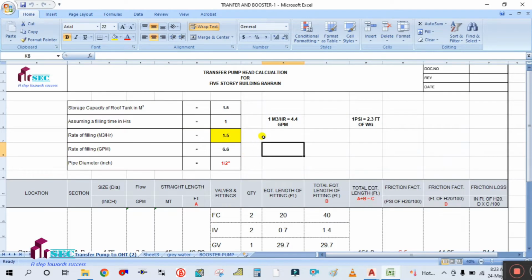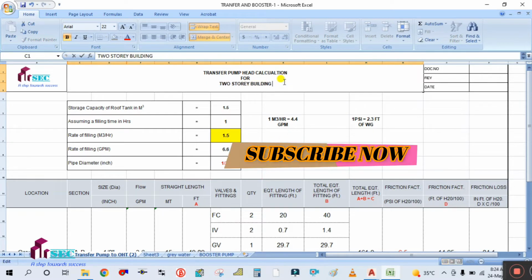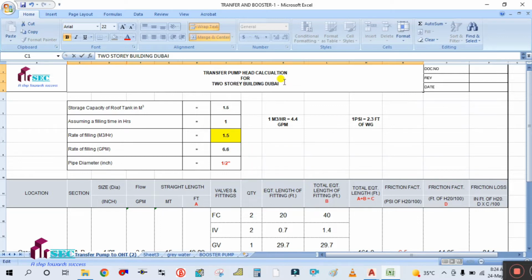So we have this transfer pump head calculation. For 2 storage, simply I did this. Actually I have done this for the 5 storage building. So 2 storage building, Dubai. This is for the Dubai project actually.